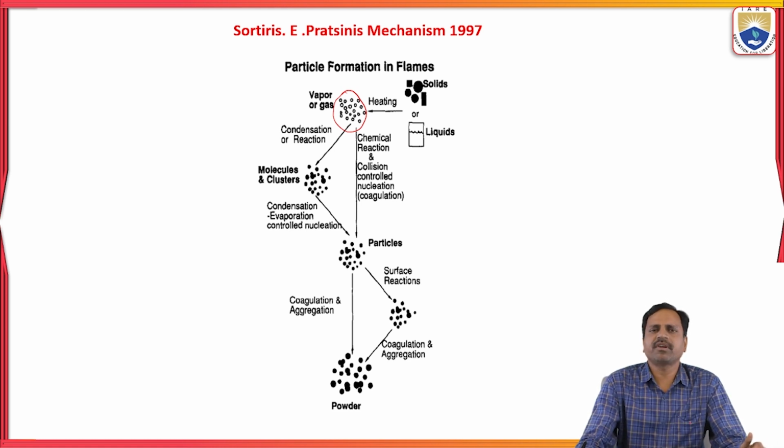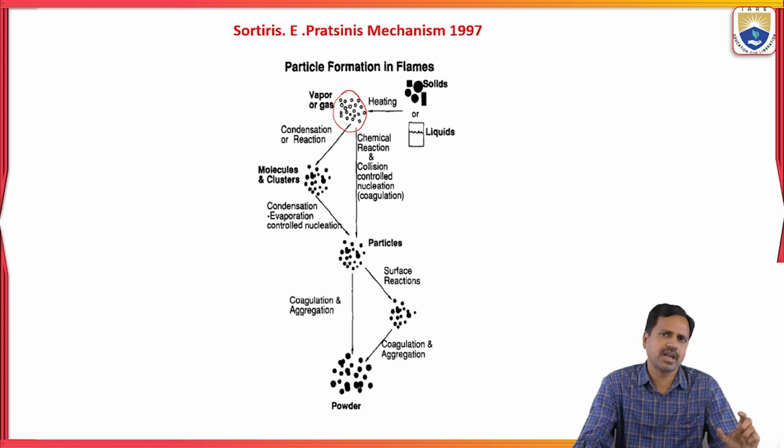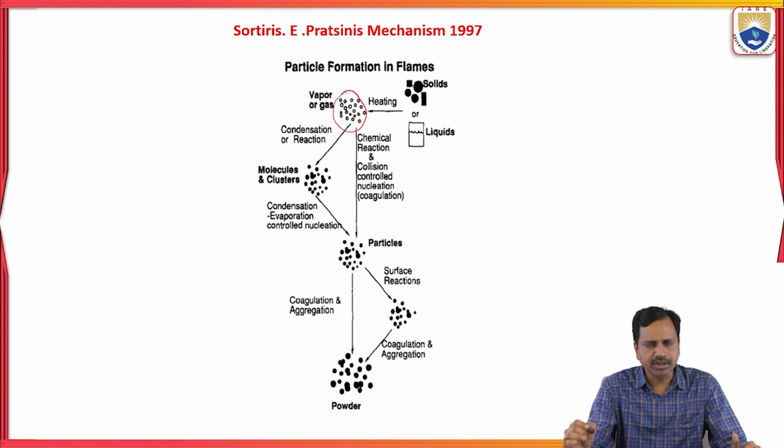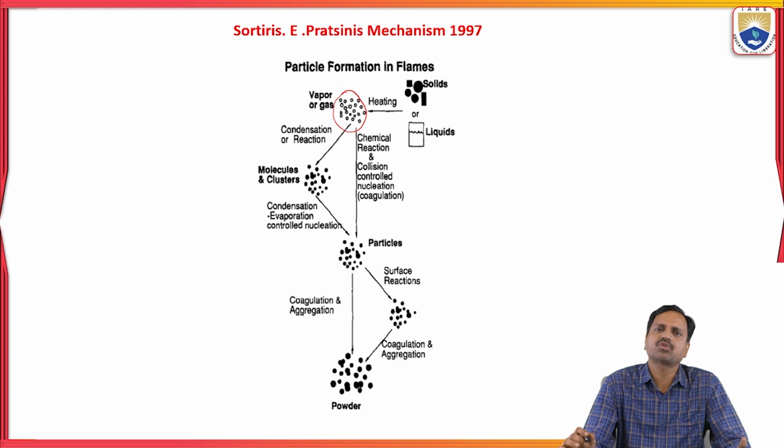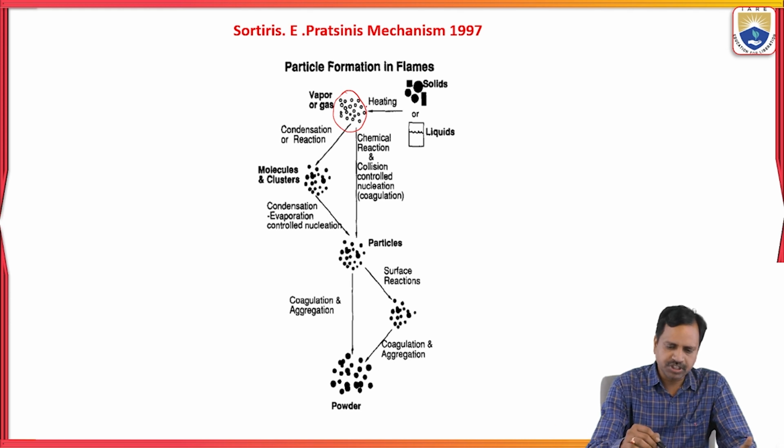In the first step, we take the precursor and dissolve it in a suitable solvent, and that solution is converted into vapors. These vapors are injected into the flame. You see these vapors are injected into the flame.